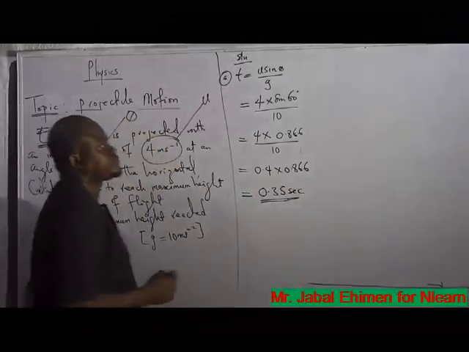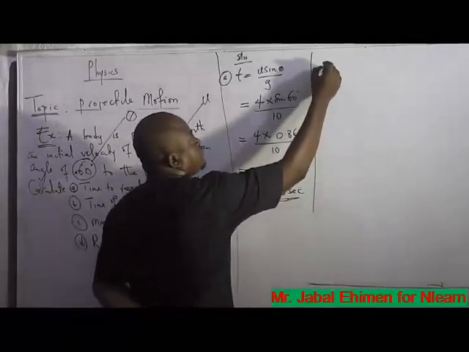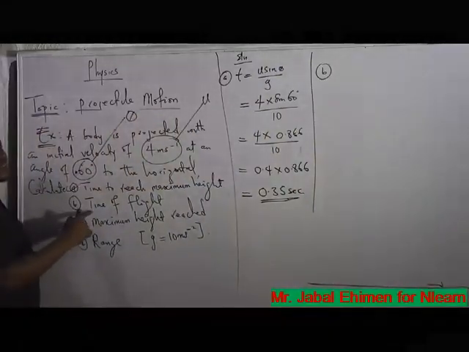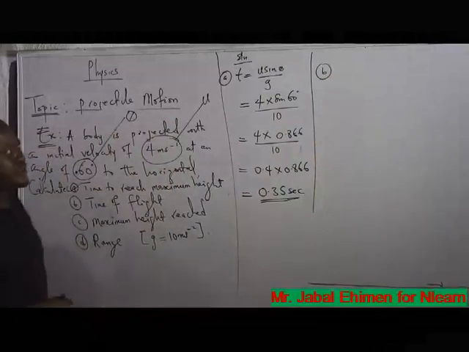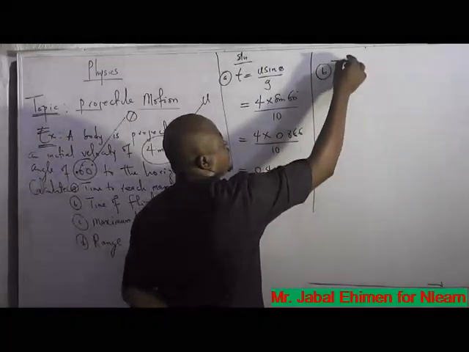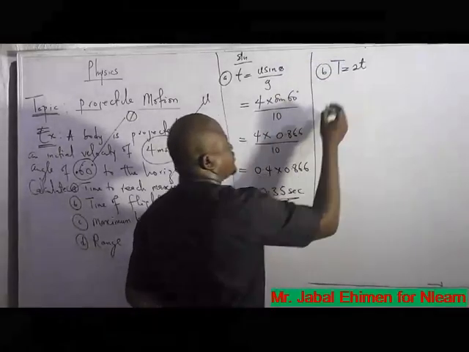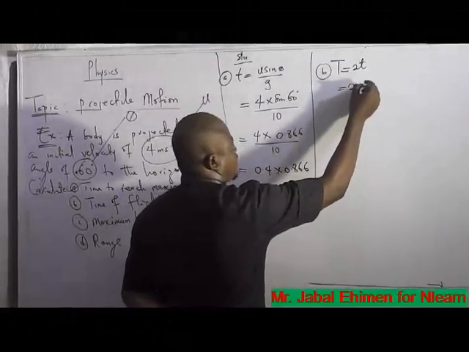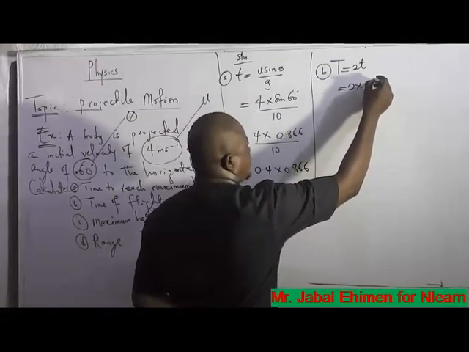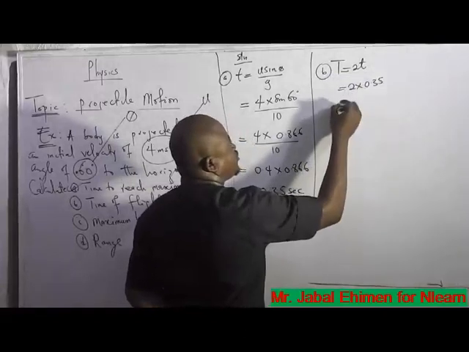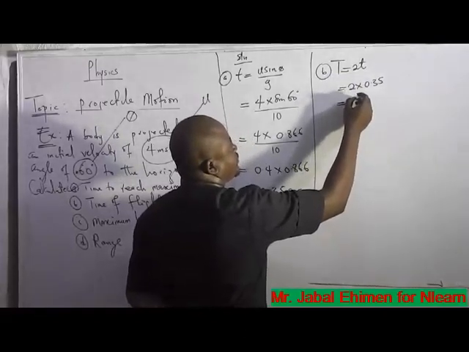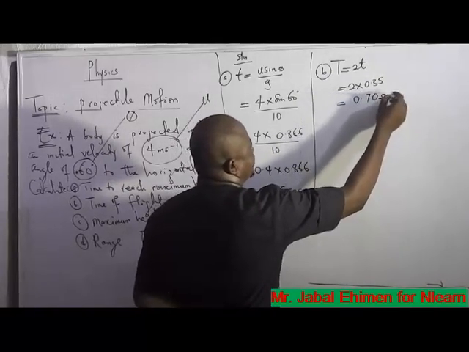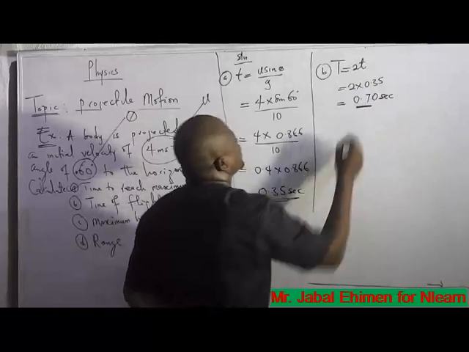Now, B is the time of flight. Time of flight, surely T is equal to 2 small t, and that will give us 2 times 0.35, which is 0.70 seconds approximately.